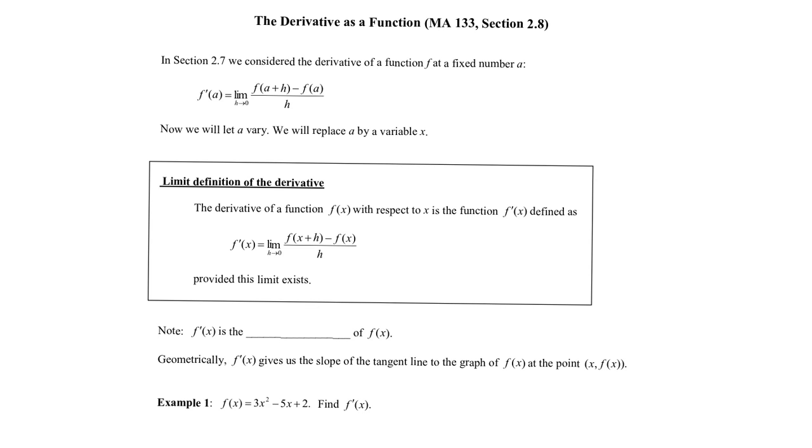Section 2.8 is a lot like 2.7. We just make a little bit of a change. In 2.7, we considered the derivative of a function at a fixed number a. So you would have this derivative at, say, 3. We'd find f prime of 3, or maybe we'd find f prime of a and then plug 3 into the answer. But a was always a constant. Now what we're going to do is let a vary. So we'll replace a by a variable, x.